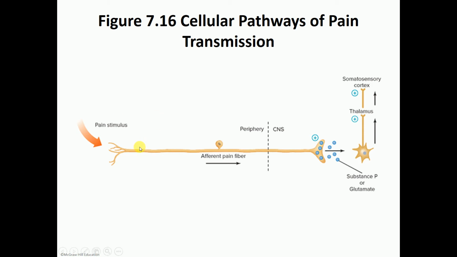This right here is your first neuron. This is your second neuron. The second neuron would relay in the thalamus, and that is your third neuron that goes from the thalamus to the somatosensory cortex. You can see here that the neurotransmitter between the first and the second neuron is substance P. Substance P mediates pain, so the more substance P, the more pain. Or glutamate, and glutamate is actually inhibitory to pain.